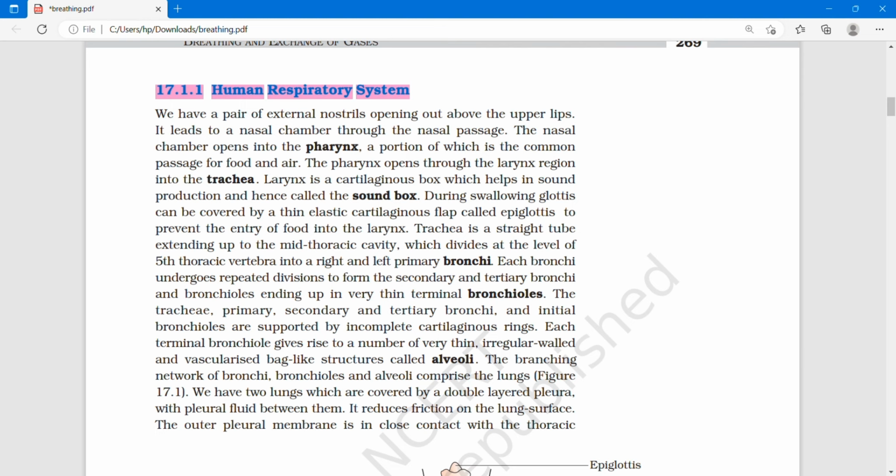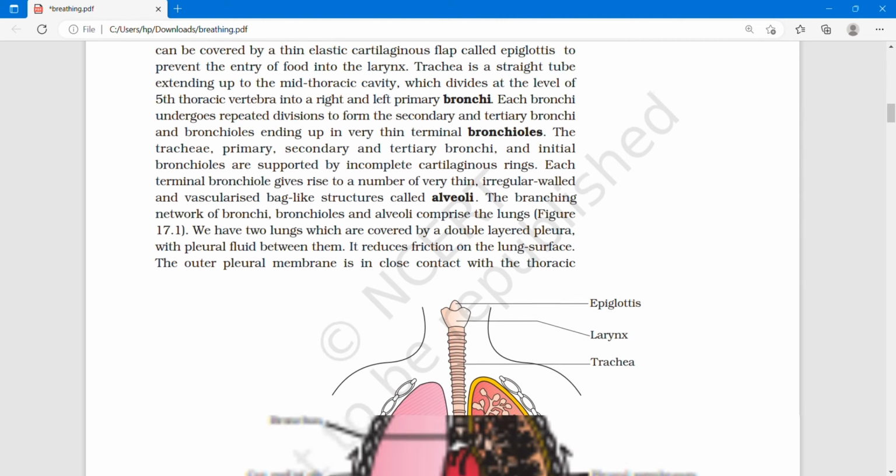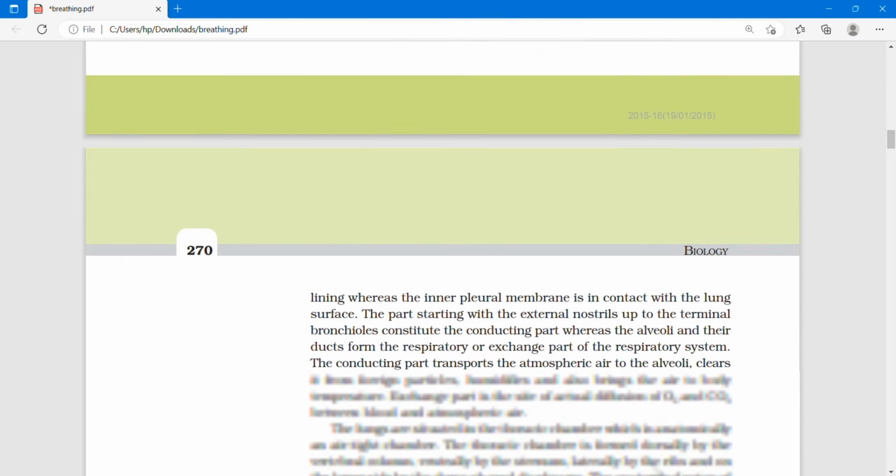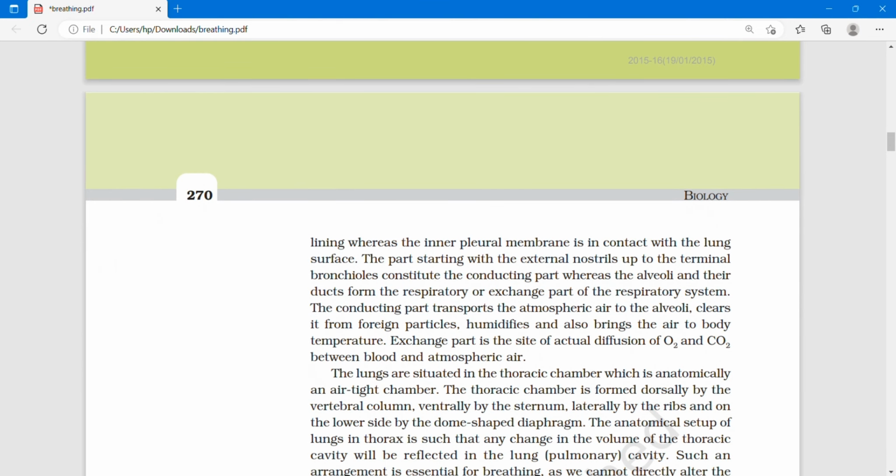We have two lungs which are covered by a double layer pleura with pleural fluid between them. It reduces friction on the lung surface. The outer pleural membrane is in close contact with the thoracic lining. And in 17.1, diagrammatic view of human respiratory system, that is sectional view of left lung, is given. The inner pleural membrane is in contact with the lung surface.